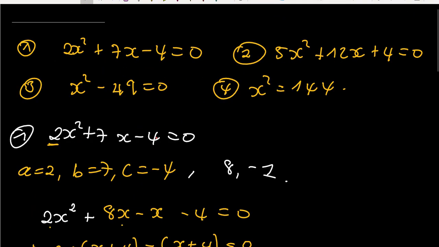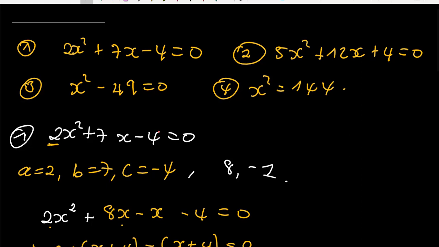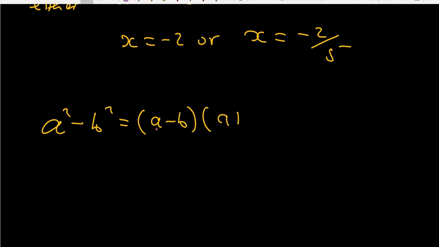Now the third and the fourth examples are a particular case of factorization known as the difference of two squares. And for the difference of two squares, generally if we have two squares, a squared minus b squared is always given by a minus b, all that into a plus b. So that's the factorized form.